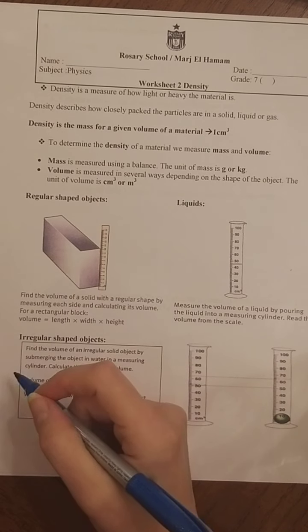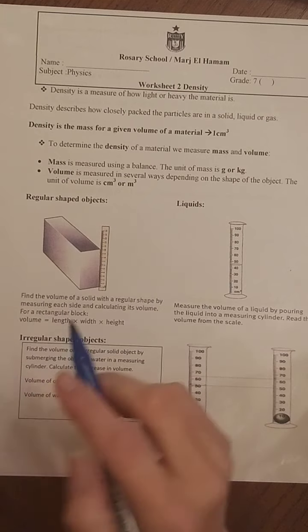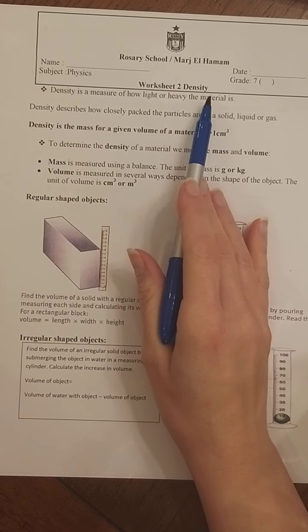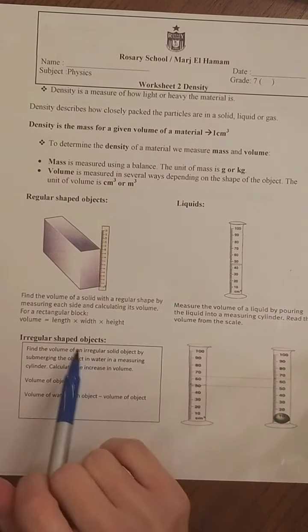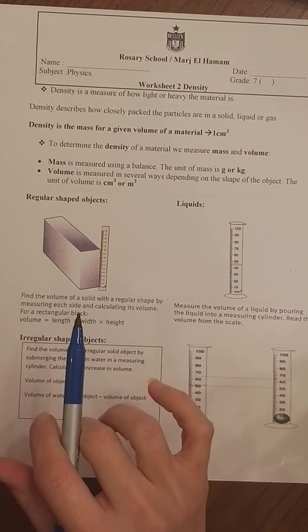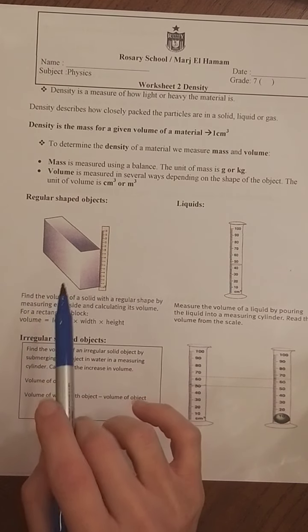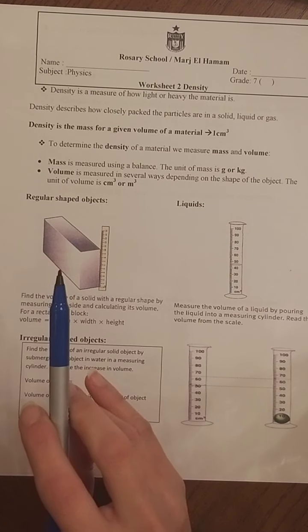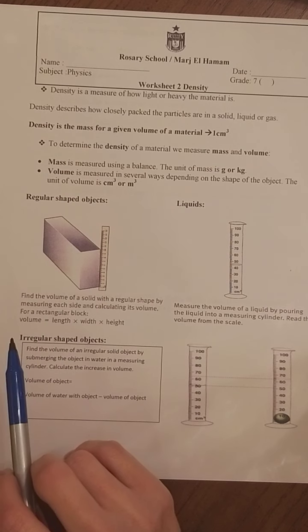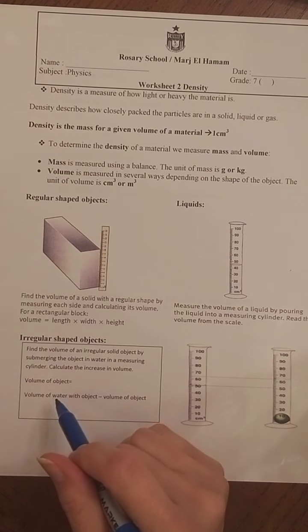Hello, grade 7. In this lesson, we're going to finish up with the topic density, with the worksheet 2, density. You will find this worksheet attached in your classwork. We will look at the methods we use in order to measure mass and volume that we need in order to calculate density. Let's revise what we've covered in the previous lesson.